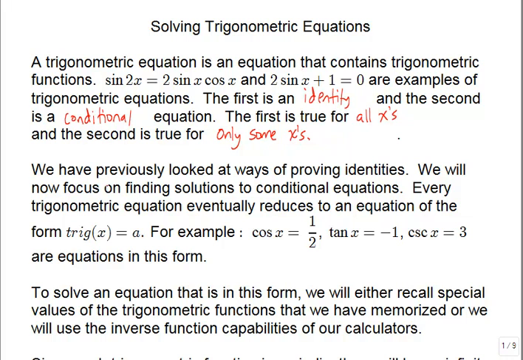Now, we have previously looked at ways of proving identities. We will now focus on finding solutions to conditional equations. Every trig equation eventually reduces to an equation of the form: the trig function on the left, so you isolate that trig function, and everything else on the right side. So for example, if you have something fairly complicated, you're going to want to narrow it down so it turns into something like cosine of x equals, say, a half, or tangent of x equals negative 1, or cosecant of x equals 3. So you always want to get the trig function by itself on one side of the equation and a number on the other side of the equation.